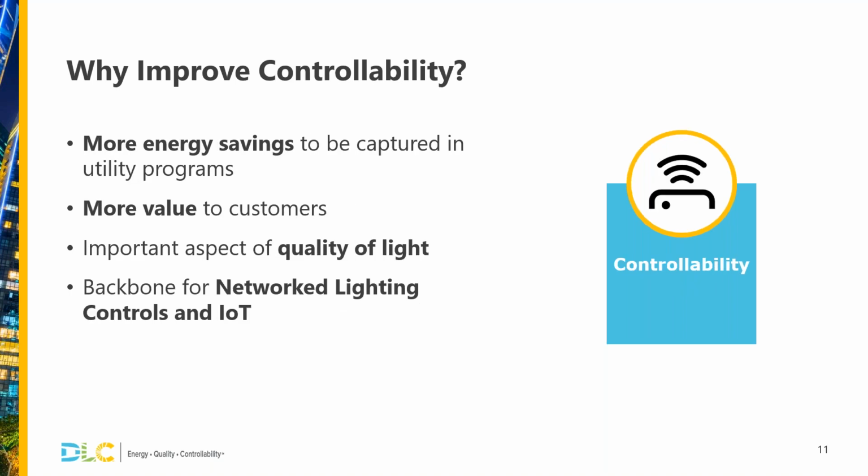Finally, why improve controllability? More controlled lighting can give us energy savings both to the utility programs and end customers. It can provide a backbone for IoT, the Internet of Things, and new opportunities and value propositions for lighting that we're just beginning to realize. It also has a strong connection to quality of light. We can use more controllable lighting to provide the right light at the right time for the task. So with these new requirements, we are encouraging more controllable lighting for both energy savings and for the enhanced value propositions it can provide.